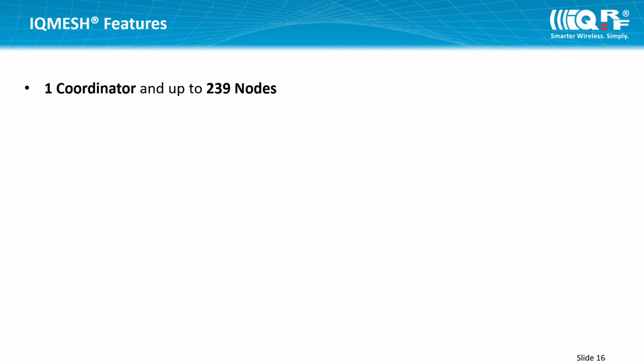Let's talk about the IQMESH. The IQMESH is a protocol implementing mesh routing. Every IQMESH network consists of 1 coordinator and up to 239 nodes.